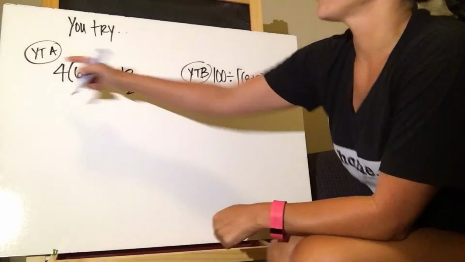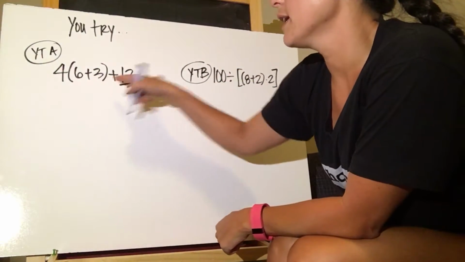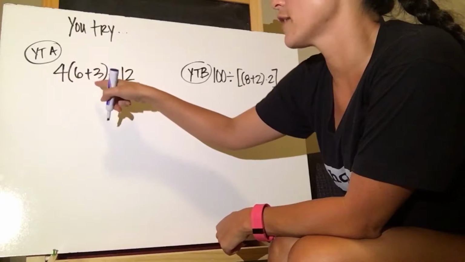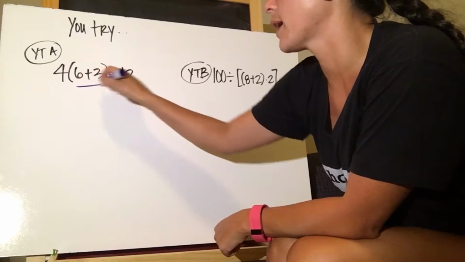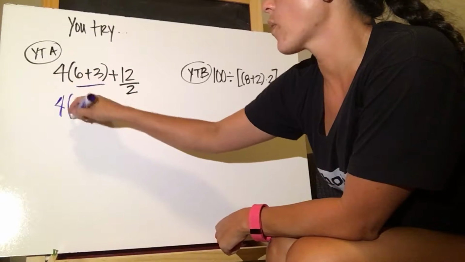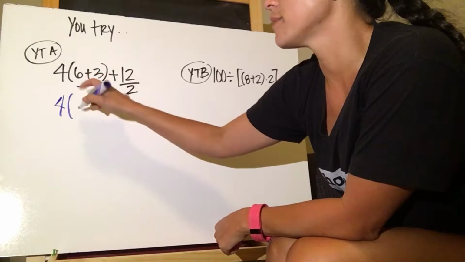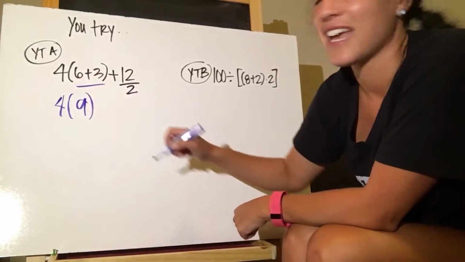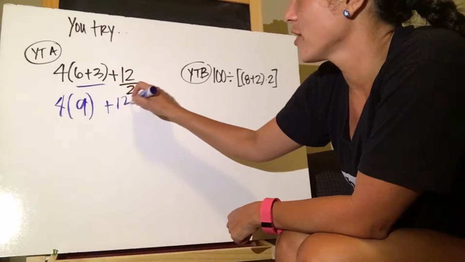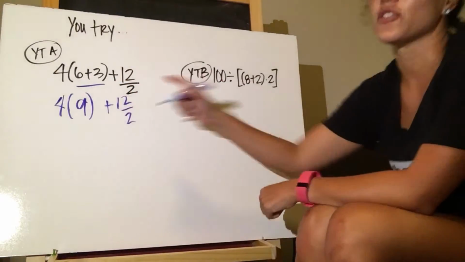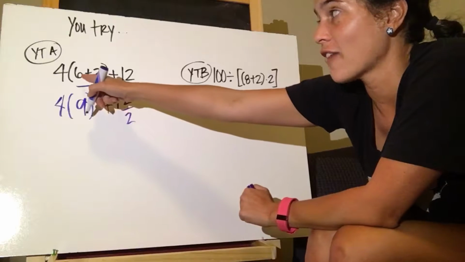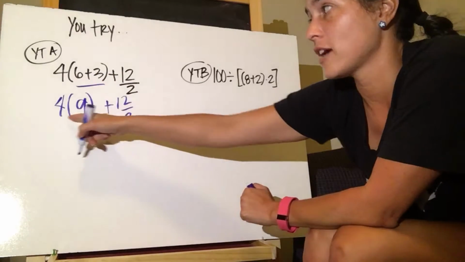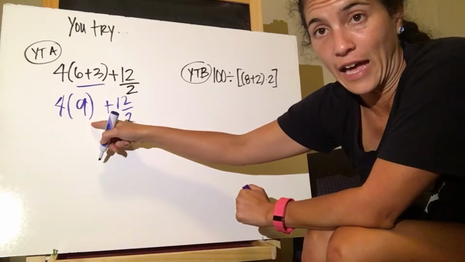All right, so in you try A, I have grouping, I have division, multiplication. So first I'm going to do my grouping. So 6 plus 3 is 9. And then I bring everything else down. So I have added 6 plus 3 and I brought it down, and so now I need to multiply and divide from left to right.